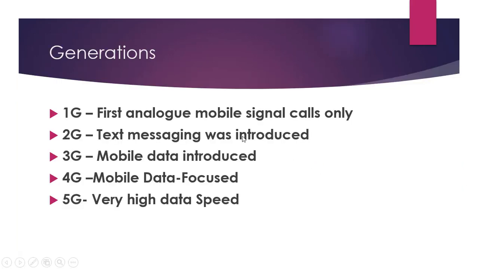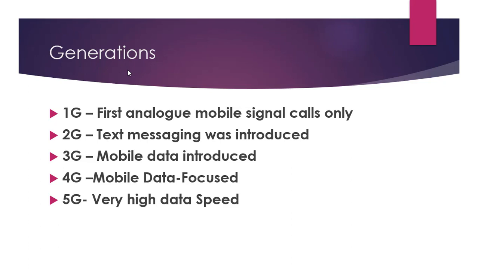So here are the different generations. In the first generation, analog mobile signals were introduced. You can barely make calls, you cannot text, and the data speed is up to 2 kbps. Here, the G in 1G, 2G, 3G represents the generation of the mobile communication technology.